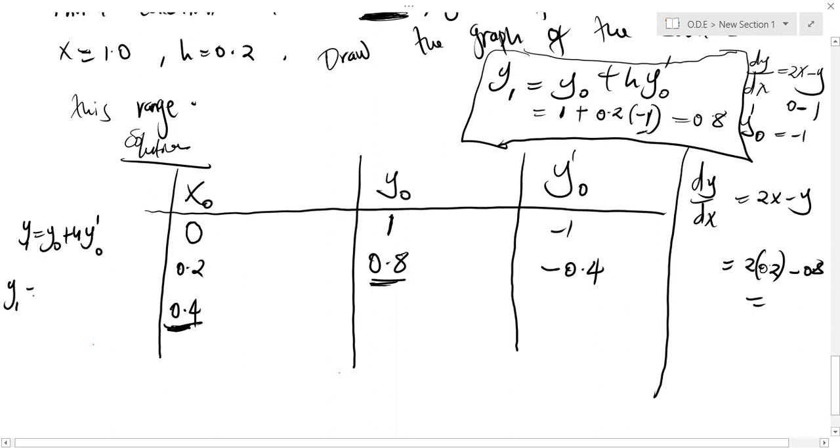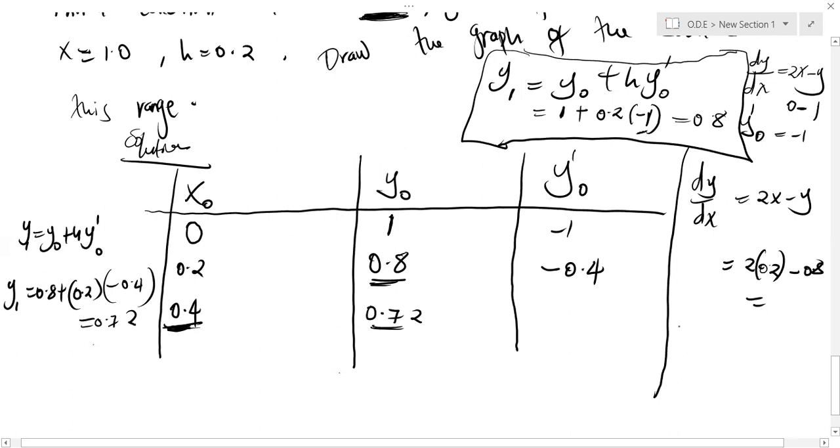Our y1 will be equal to y0, and our y0 is 0.8, plus h, our h is 0.2, multiplied by y0 prime, and our y0 prime is what? Minus 0.4. So what does that give you for our y1? If you evaluate that, what do you get? This will give you 0.72. So 0.72 becomes our new y0 here. And if we have this as 0.72, we also have this.